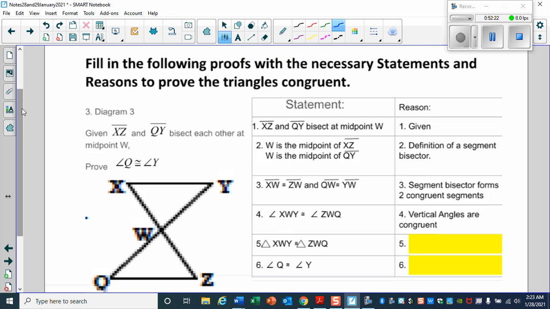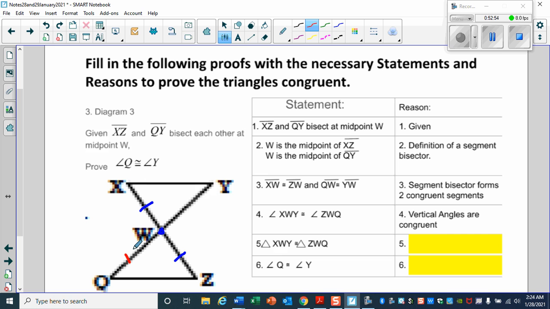Okay, number three, I kind of cleaned it up a little, kind of bunched it. So XZ, QY bisect at this midpoint here, W. So W is the midpoint of XZ. W is also our midpoint of QY. So you could say XW, ZW are congruent.